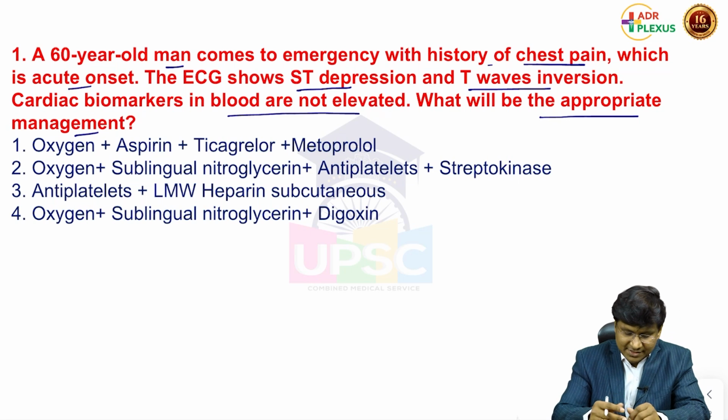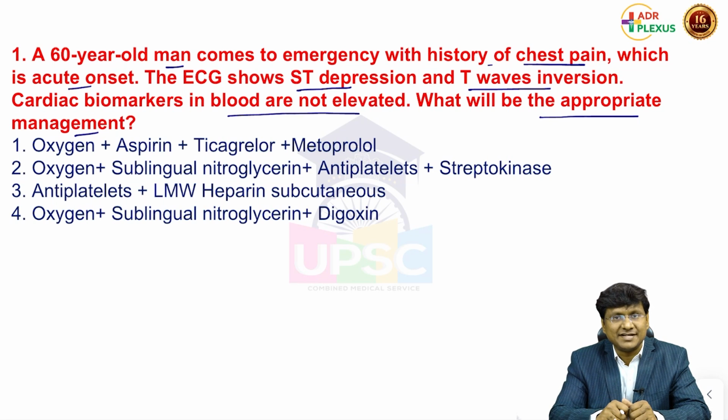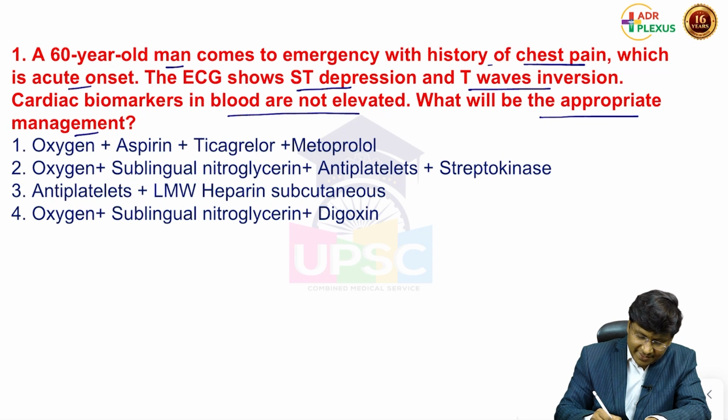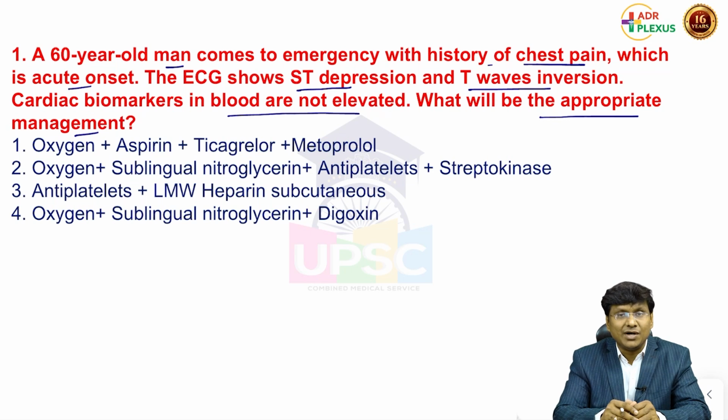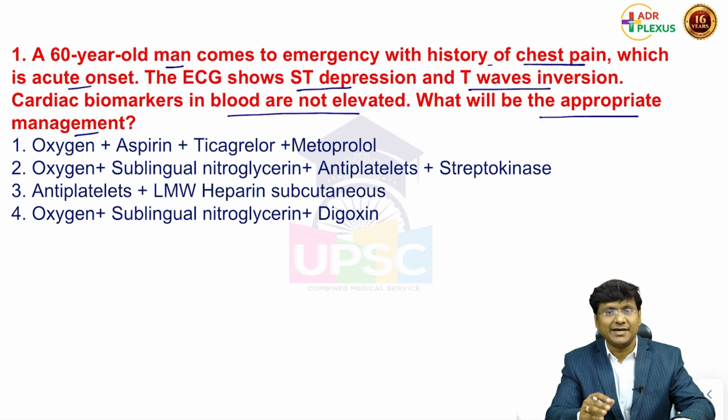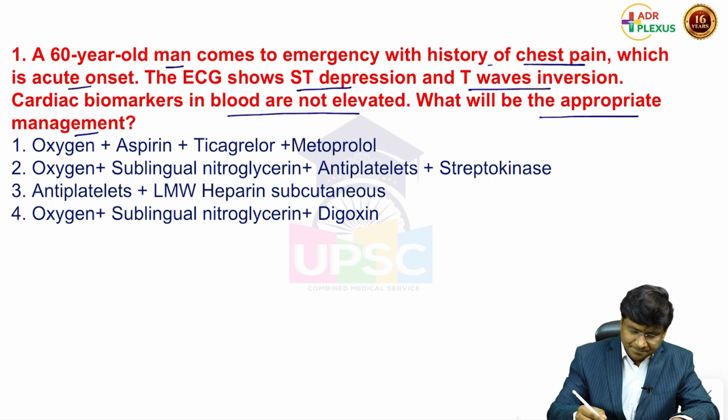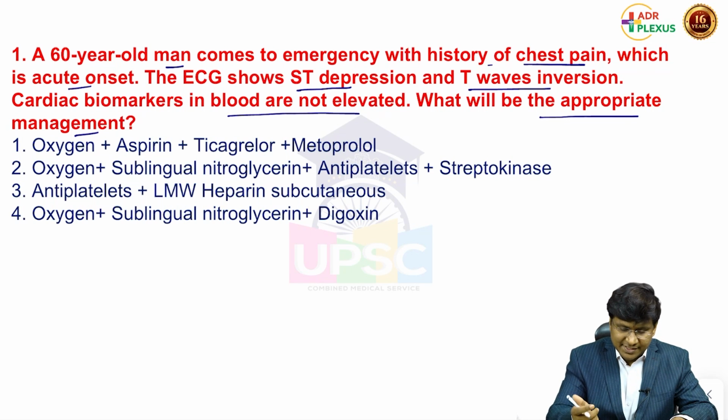Second option, oxygen, sublingual nitrate, antiplatelets and streptokinase. Then antiplatelets, low molecular weight heparin subcutaneous. Then the fourth option is oxygen plus sublingual nitrate and digoxin. So what is this clinical scenario suggestive of?